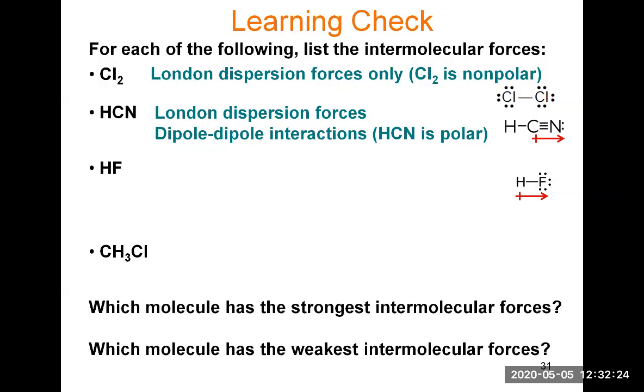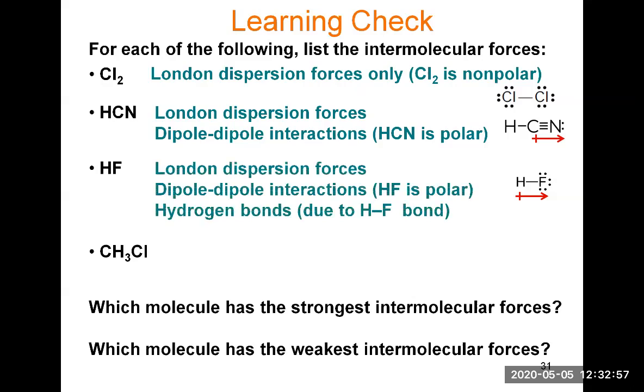So if we list the intermolecular forces, we will have the London dispersion forces, like for every molecule. We need to ask ourselves, do we have dipole-dipole interactions between HF molecules? And yes, we do, because this is a polar molecule with a net dipole. So yes, we have the dipole-dipole interactions. And the last question, do we have hydrogen bonding between HF molecules? And yes, we do, because we have hydrogen bonded to fluorine, and that's a condition for hydrogen bonding to occur.